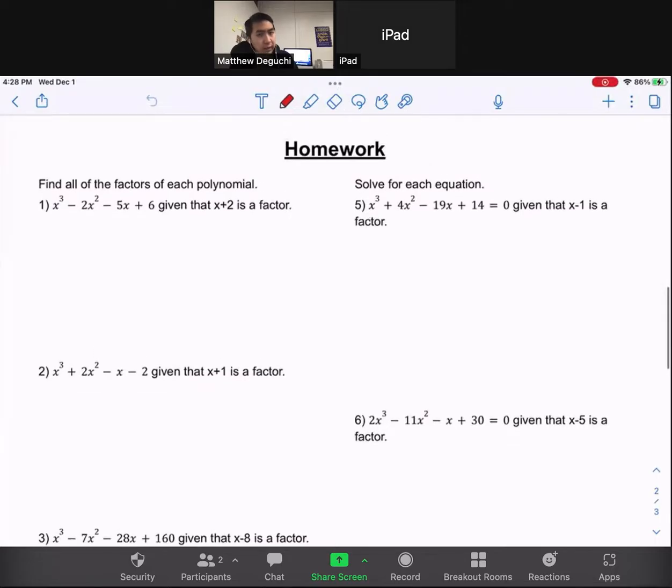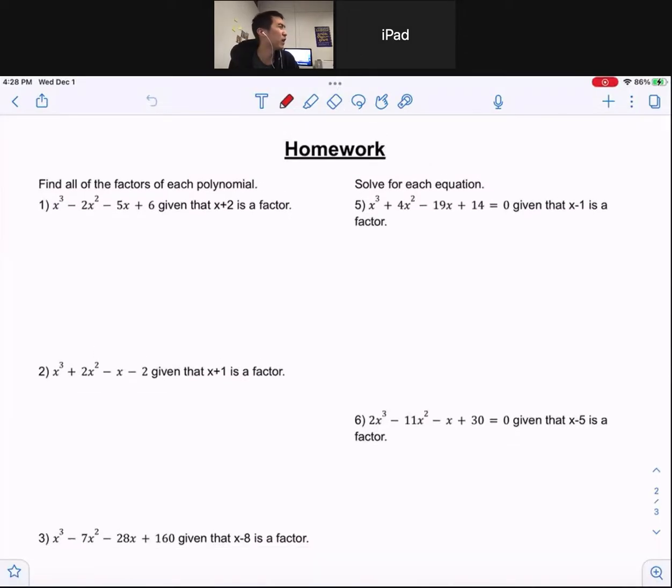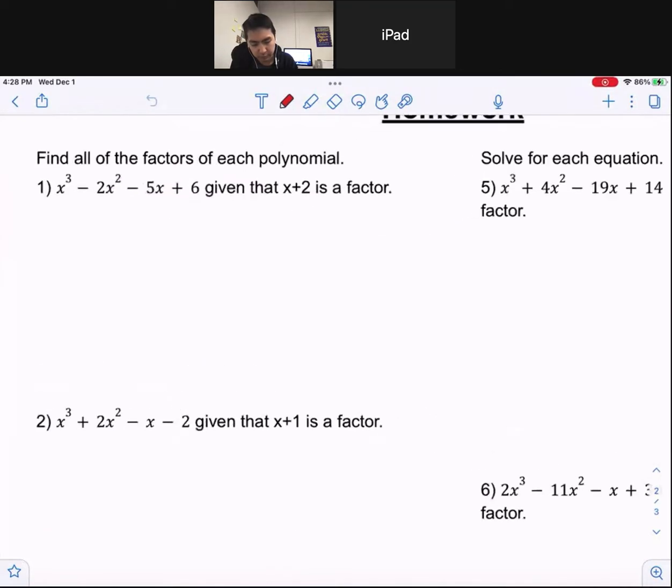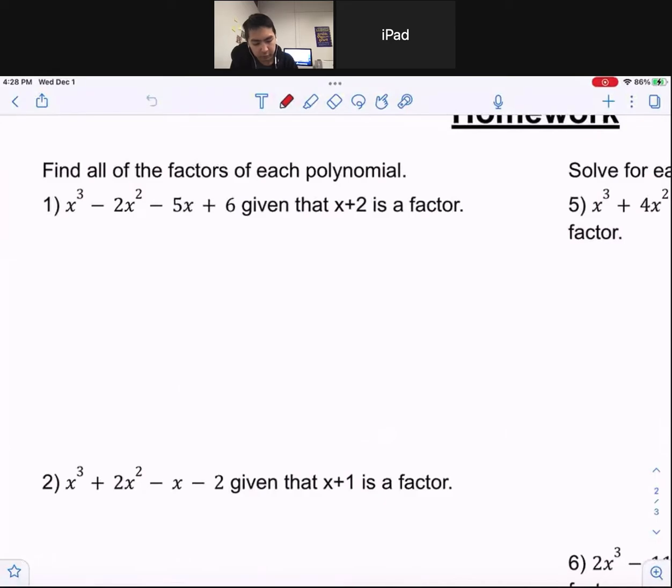Okay, you guys, here is your homework on the remainder and factor theorem. For the first one, you want to find all the factors of this polynomial right here. You do know one factor, and we're going to use this factor in order to make this polynomial 1 degree less, and then from there we can factor it.